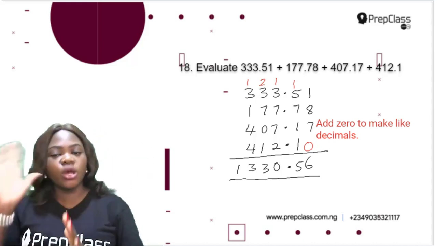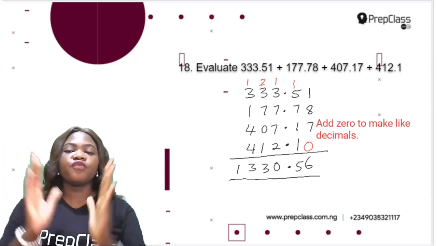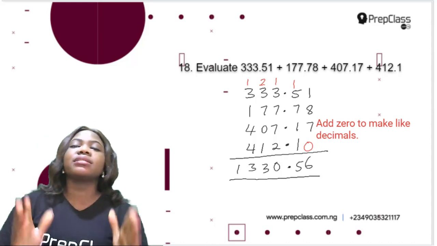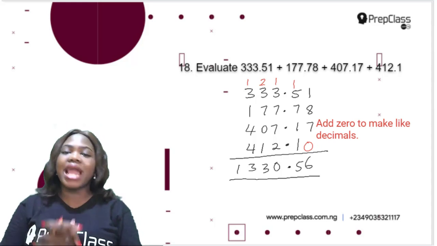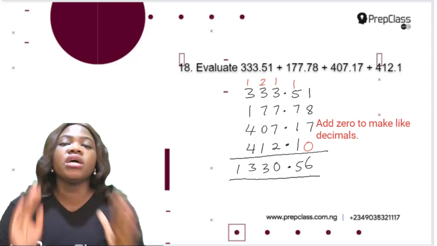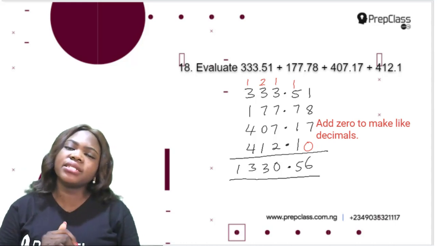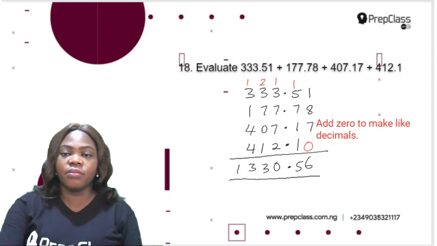To add or subtract decimal numbers, all you have to do is find out if they are like decimals or unlike decimals. Like decimals are decimal numbers that have the same number of decimal places, while unlike decimals are decimals that do not have the same number of decimal places. So how do you know the number of decimal places? You simply count the number of digits after the decimal point.